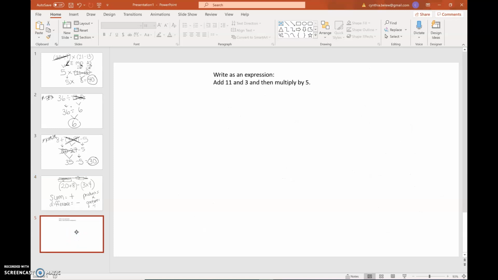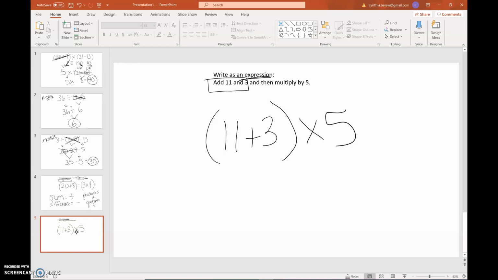Okay, the next one. Write as an expression. Again, if it says as an expression, they're not solving it. They're just taking those words and putting them in number form. Add 11 and 3, and then multiply by 5. Well, that one's pretty simple. I'm going to add 11 and 3 first, and that needs to be in parentheses because that's the first thing I do. Then I'm going to multiply that sum by 5. And that's it. I would have boxed this and put multiply over it too.